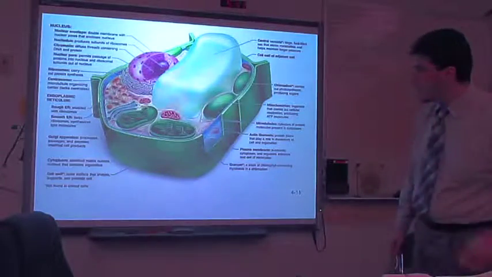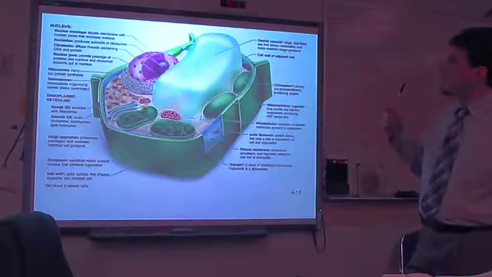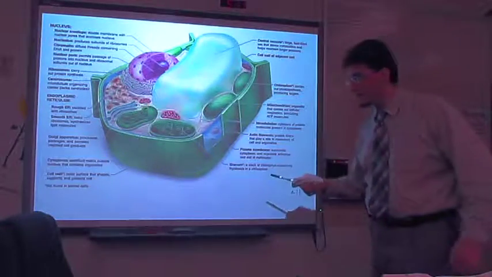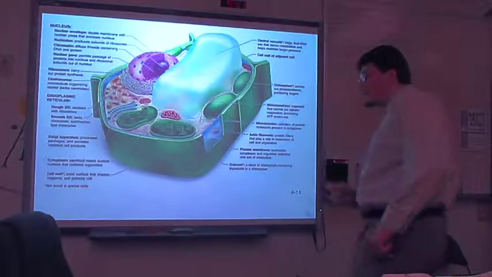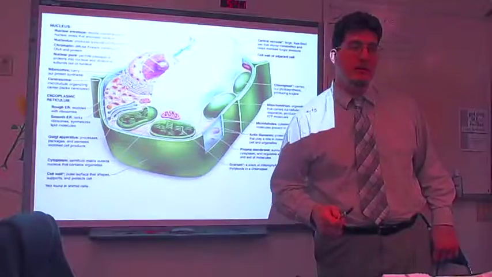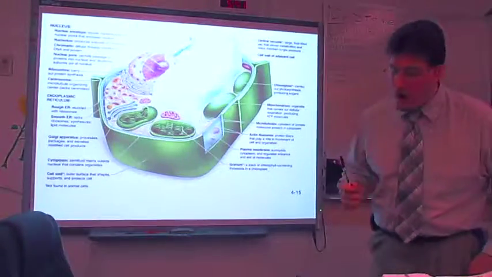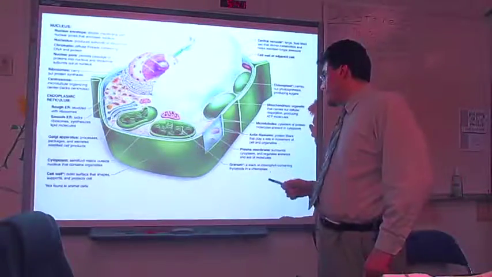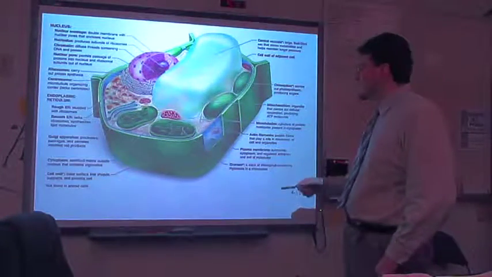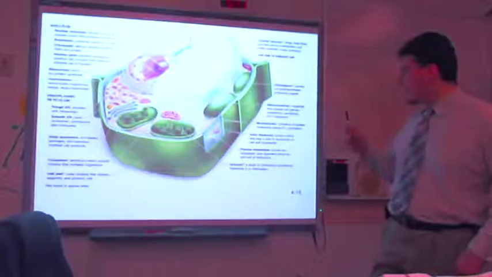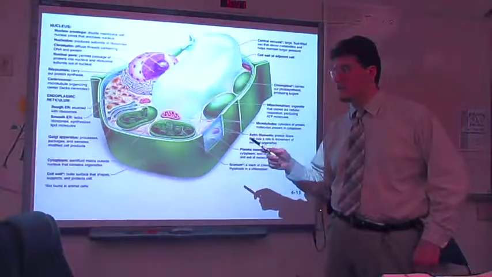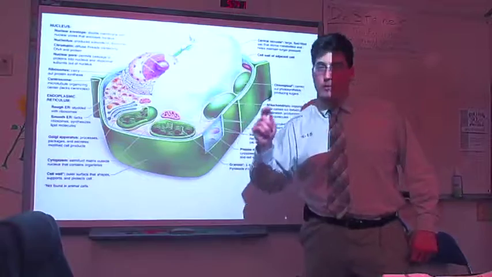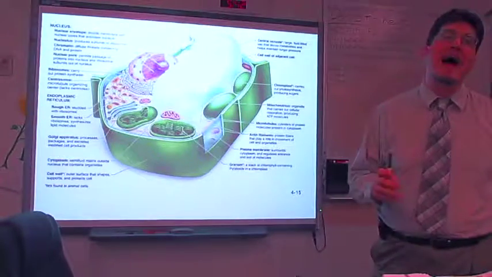Now, let's talk about chloroplasts. Chloroplasts, like mitochondria and the nucleus, are double membrane bound organelles. Within them, they also have stacks called grana. These stacks are stacks of thylakoids, which are chlorophyll-containing units. This is where the photosynthesis happens.